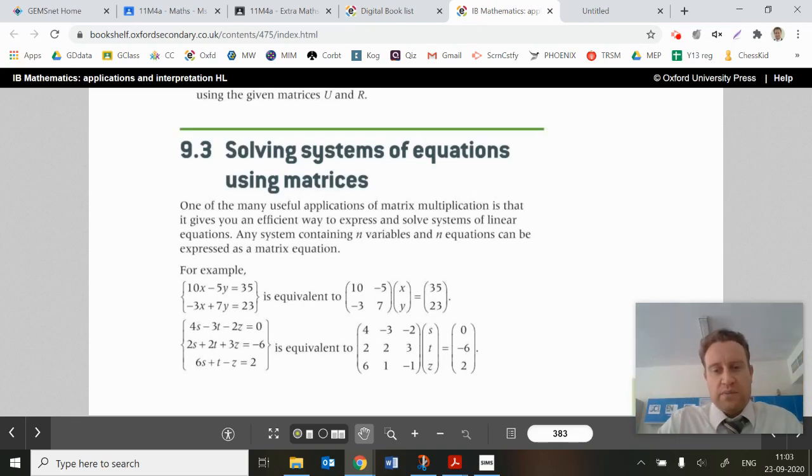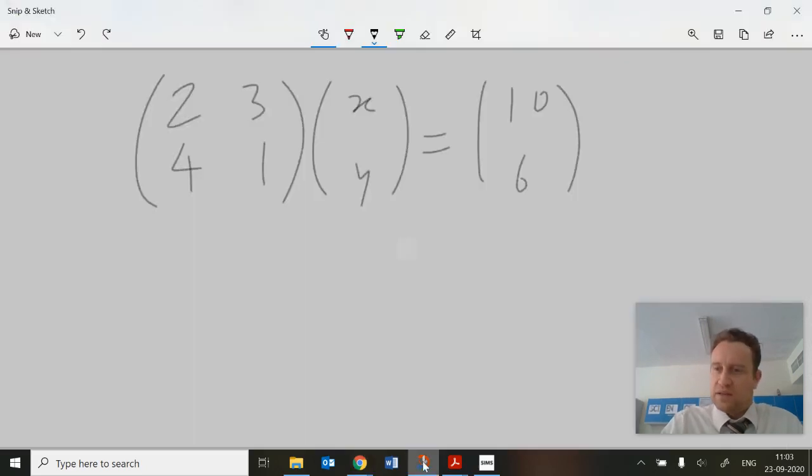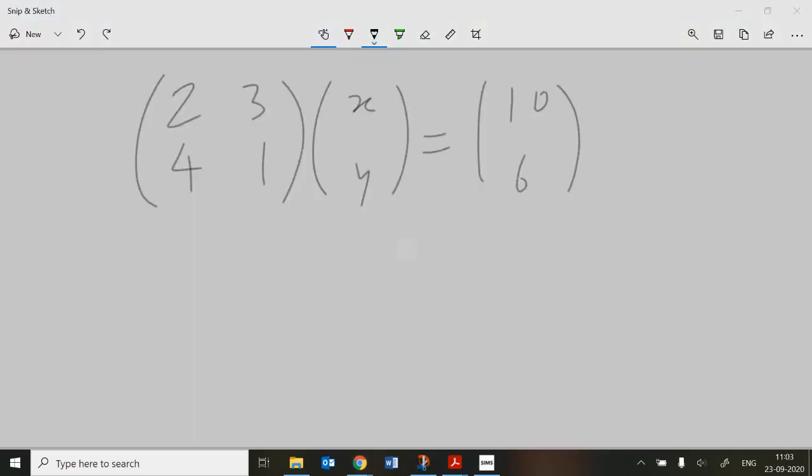Okay, so I'm just setting one of these up here. This one is obviously a 2x2 matrix, and then we've got a 2x1 matrix here. We can multiply them together because the 2 and the 2 are the same. We'll end up with a 2x1 matrix, or vector if you want to call it that. And so this is a setup of an equation in terms of matrices.